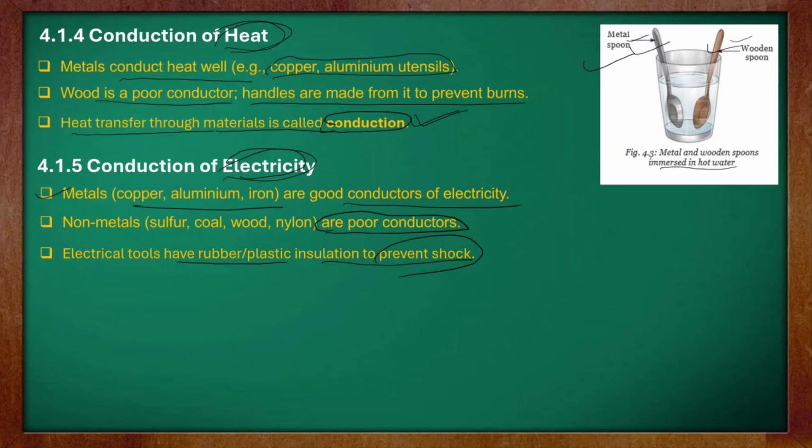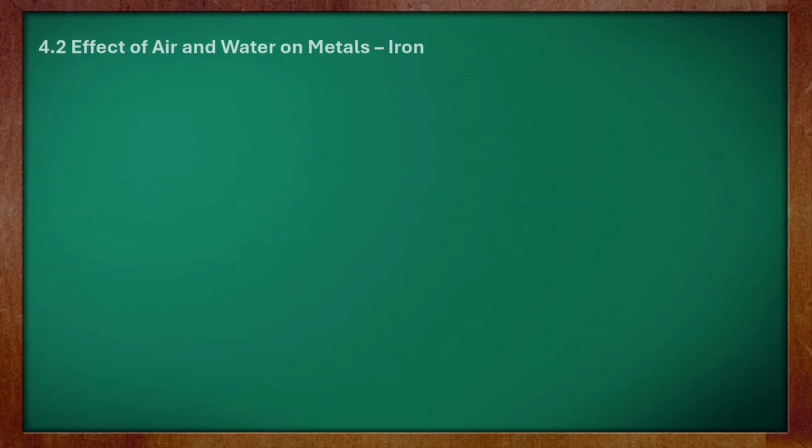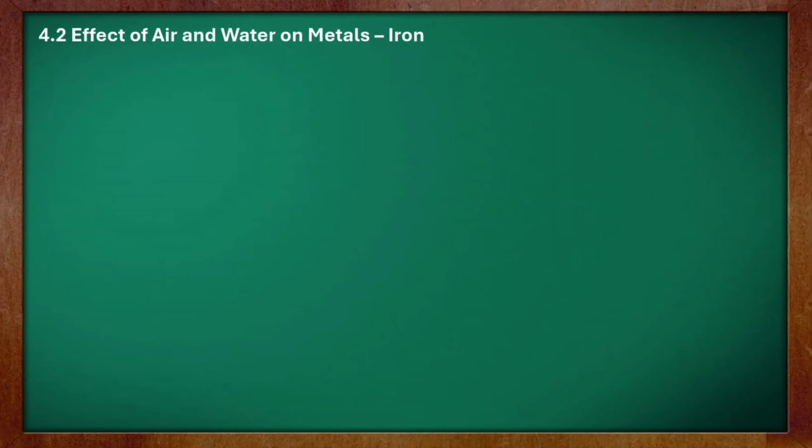So that is why we have often observed that electricians, when they are working with electrical fittings, wear footwear, and it is often advisable to wear footwear so that they can be protected from electric shock. So that was about the properties of metals and non-metals, which you have come to know. Okay, now we will see the effect of air and water on metals, especially iron.